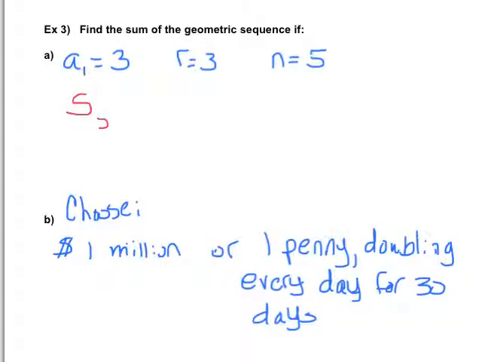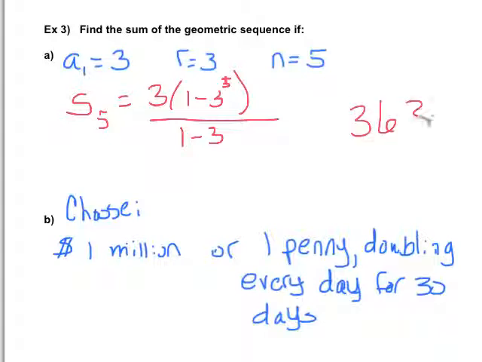S sub 5, if my stylus will write, is equal to a sub 1 is 3, and then it's 1 minus 3 to the 5th. Because remember, in the sum, it's n. It's r to the n, not r to the n minus 1. Okay, that is supposed to be a 5. That's terrible. All over 1 minus 3. And then you just process that in your calculator. That ends up being 363.